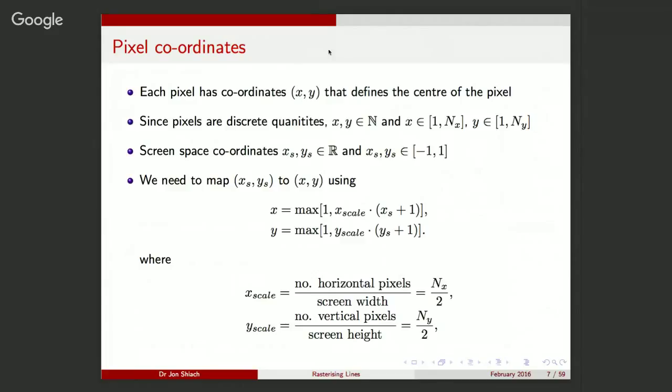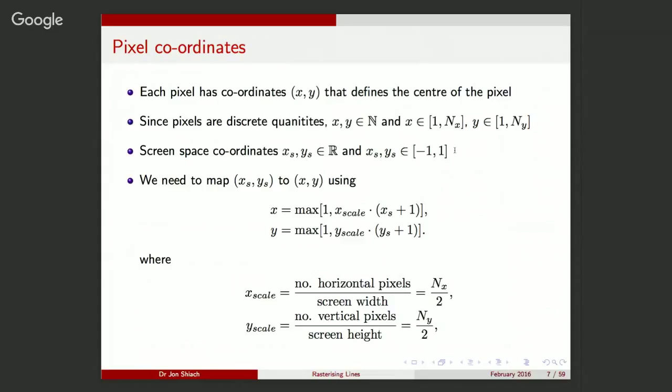So what we do is, pixels are discrete quantities. You can't have half a pixel. You either have one pixel, you're at pixel one, or you're at pixel two, or pixel three. You can't be at pixel two and a half. So these are discrete quantities. Furthermore, they're natural numbers. We don't have a zeroth pixel. Our pixels start at one and end at either nx or ny. So our screen space coordinates have got to be mapped to our pixel coordinates, which are in the range, for the x coordinate, 1 to nx, and for the y coordinate, 1 to ny, and these are whole numbers.